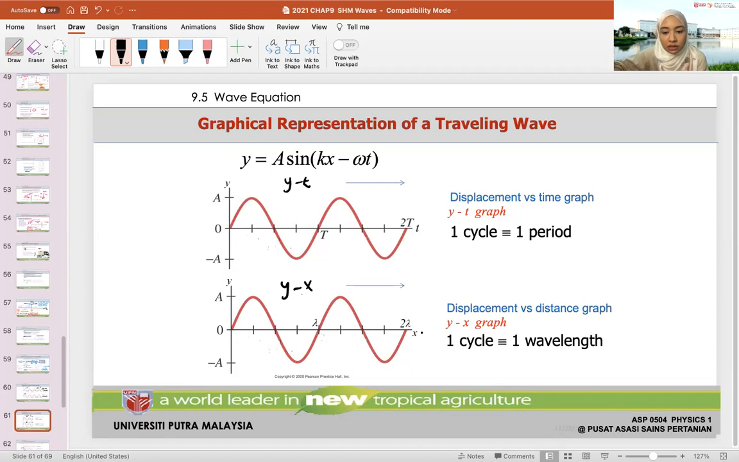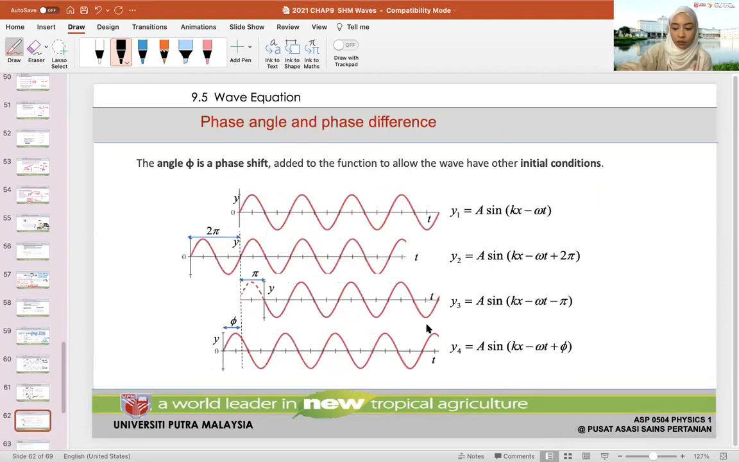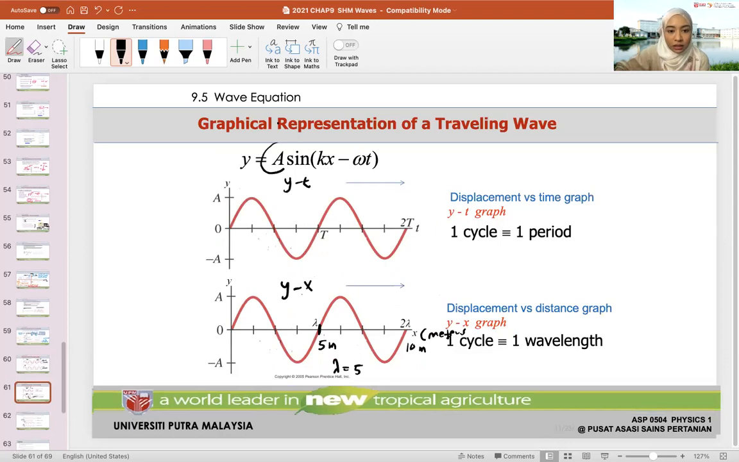So y versus x, this is in meters. And one cycle is one lambda. If you know what your lambda is, let's say your lambda is 5, so this is 5 meter. This is 10 meter. So this is how you plot it. Oh, one more thing. Your A is whatever value is inside your equation. So this is the maximum displacement from the equilibrium. Positive A up here, negative A down here.